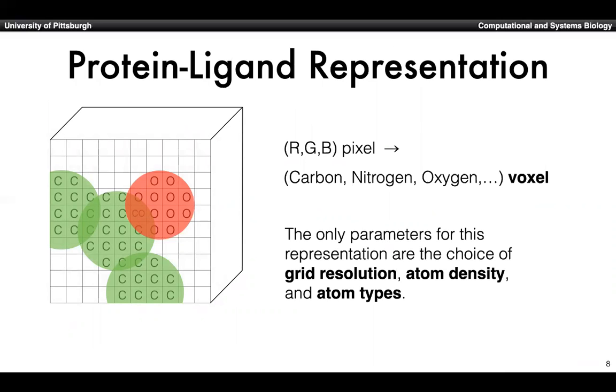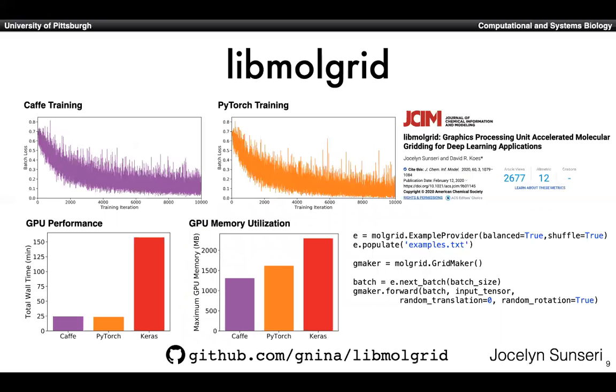And what's nice about this is it isn't an explicit featurization. We aren't deciding what's important for molecular recognition. We're basically just giving a 3D picture of the molecule to the network and letting it decide what is important.